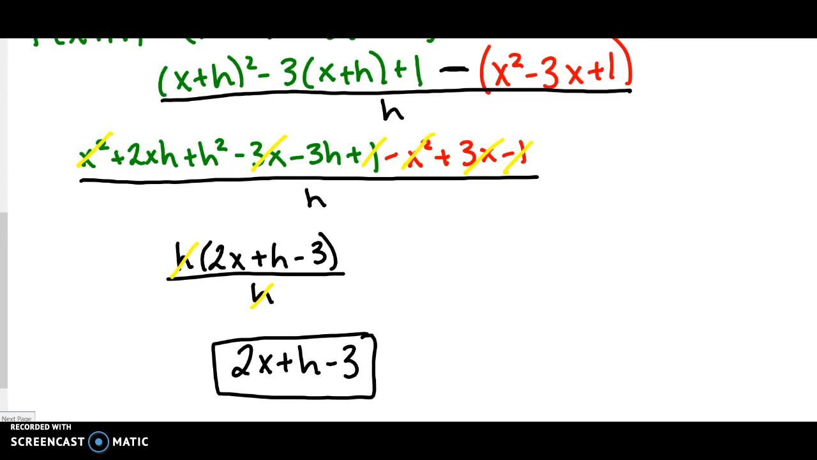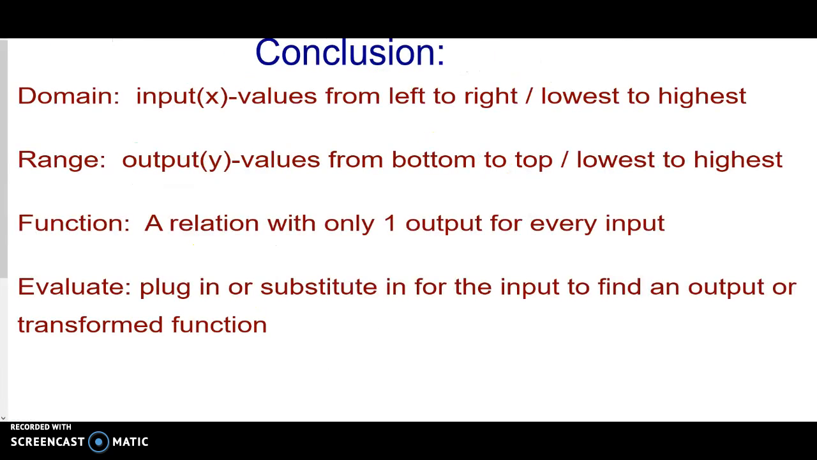We're almost done. So let's make some conclusions about the videos that you have just watched. Domain, that would be all the input values from left to right. Range would be all the output values from bottom to top. Function would be a relation, only one output for every input. And evaluate, that's what we just did in this video. We plug in or substitute in for the input and find an output, or transform function. Awesome job. We'll see you guys later.